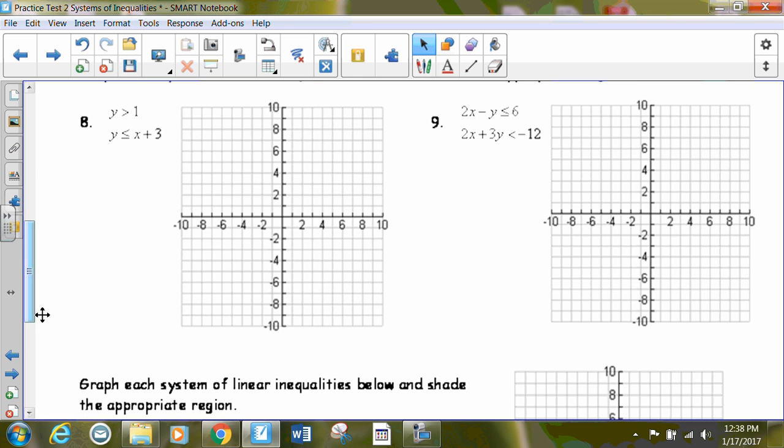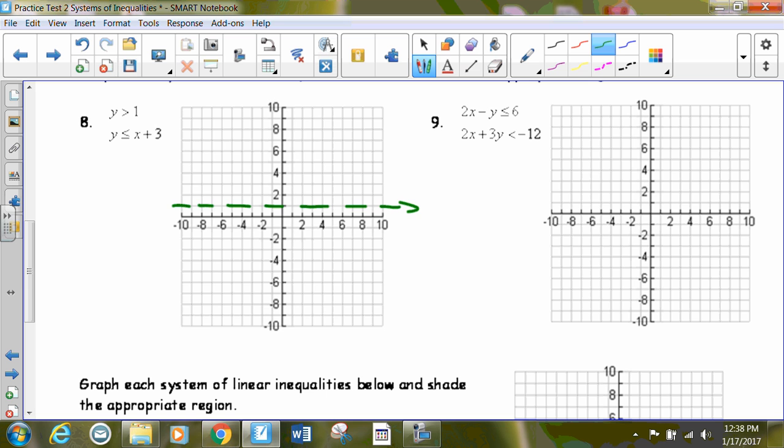All right, we've got y is greater than 1, and we know that y is a horizontal line. And because we don't have the solid line underneath that greater than, we have to make it a dashed or dotted line. It says y is greater than, so I put my pencil on the y-intercept, and I know greater than means shade up above the line. So my shading is going to be above my line.